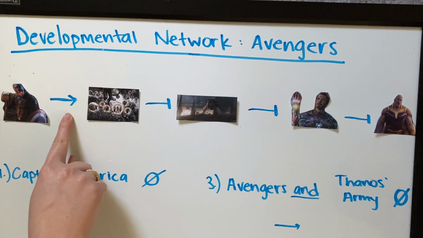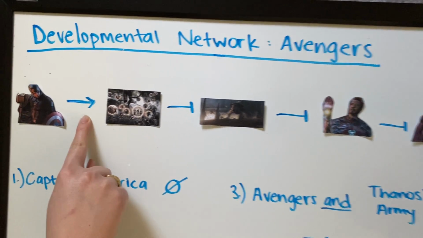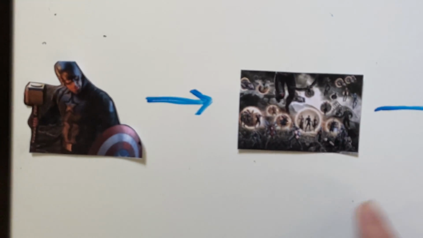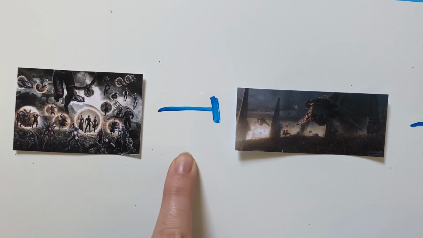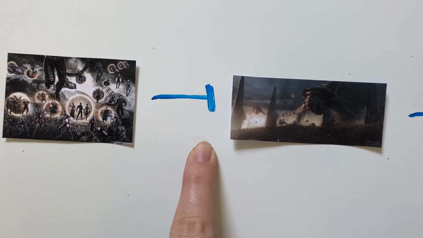And here we can see that an arrow acts as an activator or a stimulant on whatever gene is following it. And a T is acting to repress or to inhibit the next gene as well.